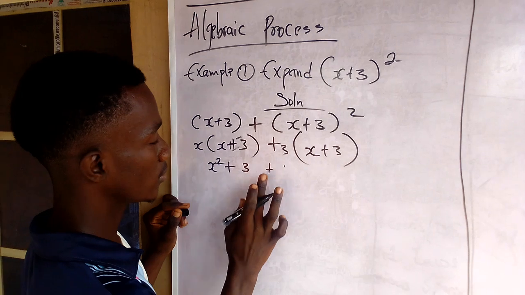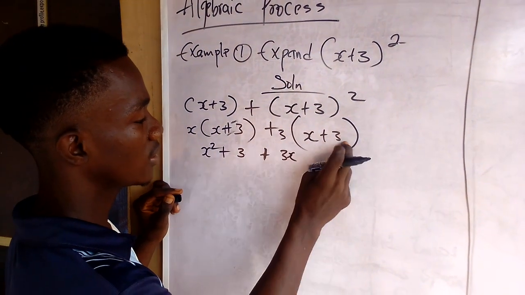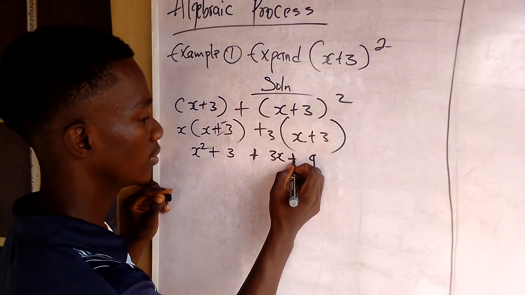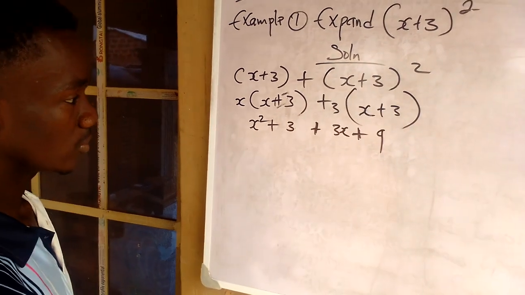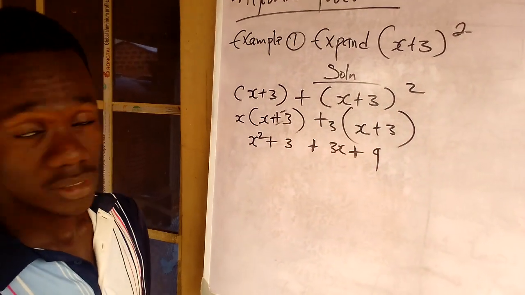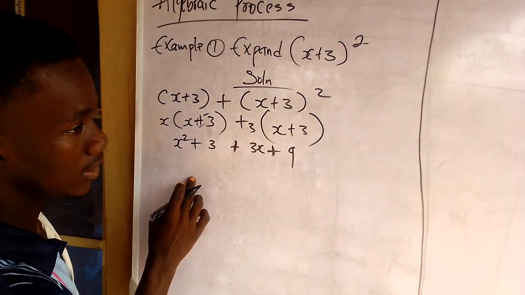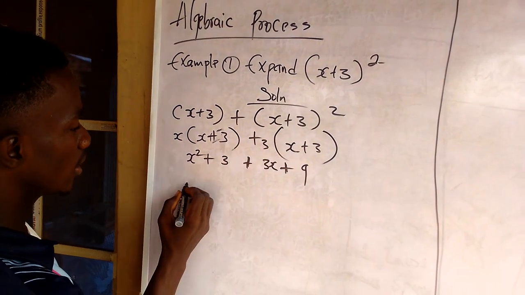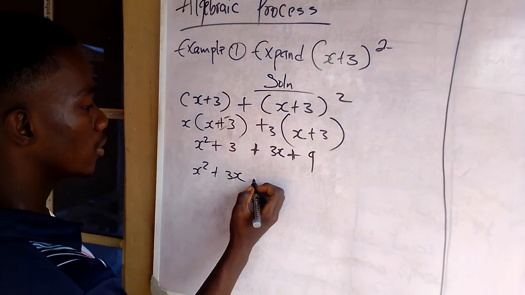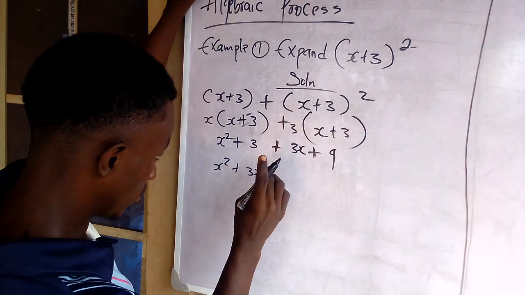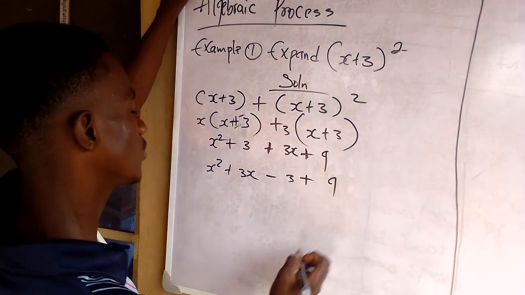3 times x gives you 3x, while 3 times 3 gives you 9. Are you seeing it? So this is now called an algebraic fraction. How I multiplied completely is that the number with x comes together, and the number without x comes together. So if you notice, x squared plus 3x plus 3x plus 9.